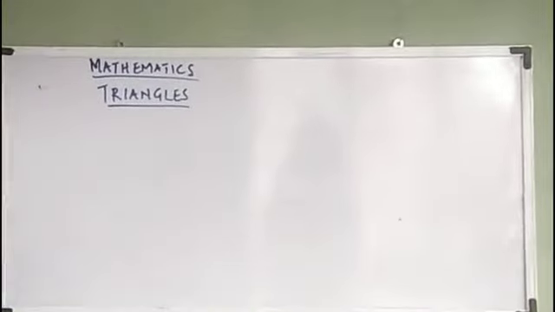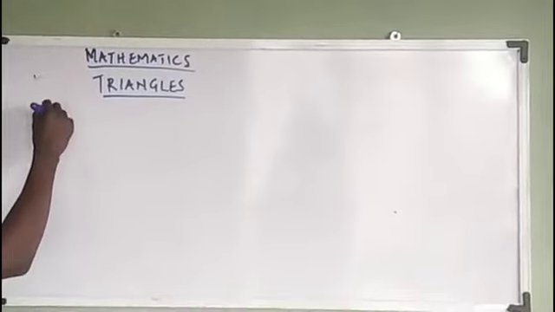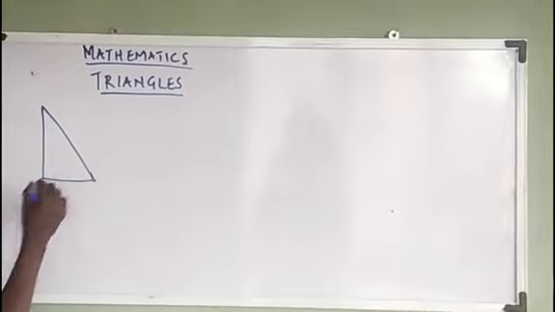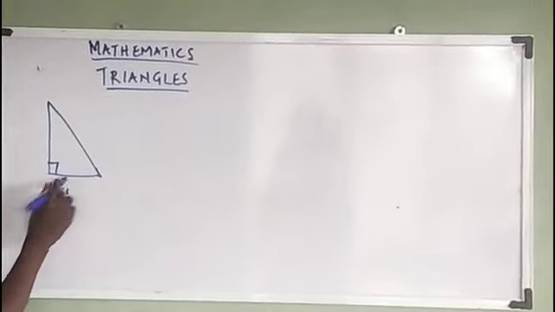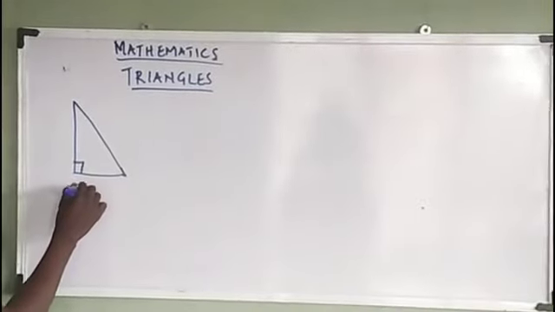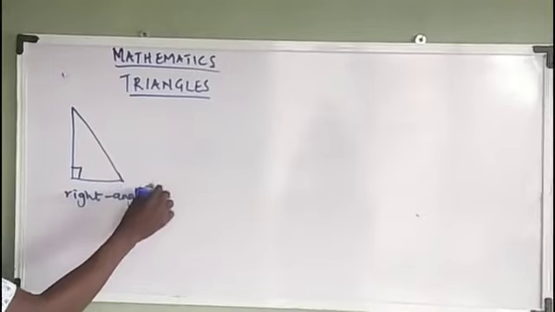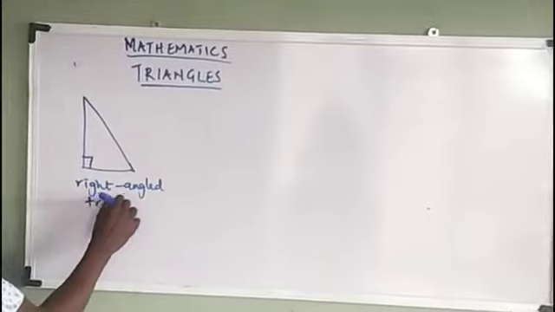And we have different types of triangle. We have a triangle in which one of its angles is a right angle. That type of triangle is called a right-angled triangle. Right-angled triangle.